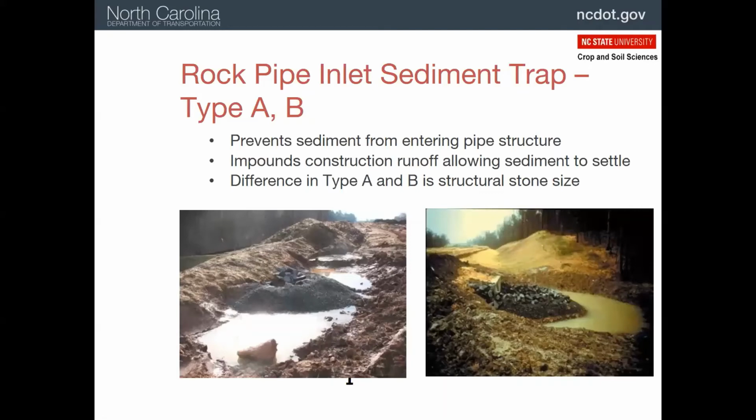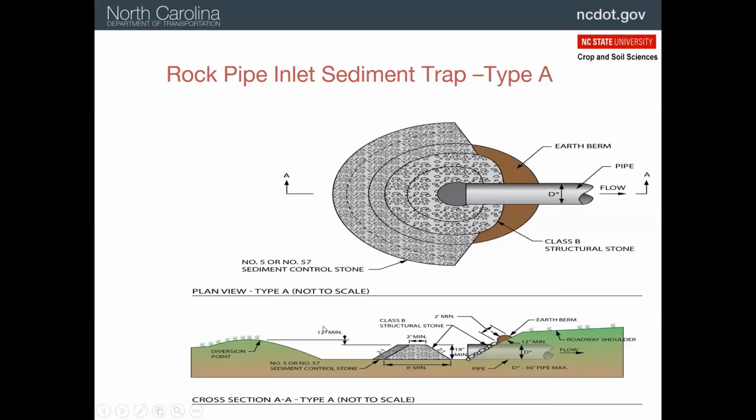Culverts are the same thing. We don't want to see a lot of sediment settling in there, so we're going to put a couple of types of barriers there, a Type A or a Type B, and the difference is the size of the stone and the size of the drainage area. So starting with the Type A, we've got the Class B stone, and then the 57 stone on top of that. Notice how we have a sort of an excavated area.